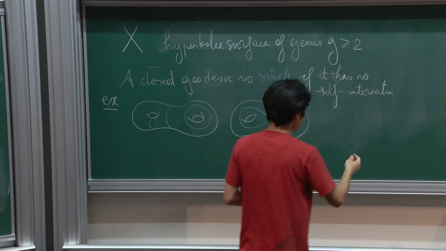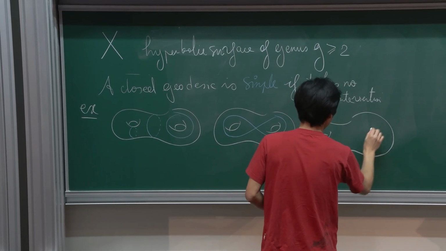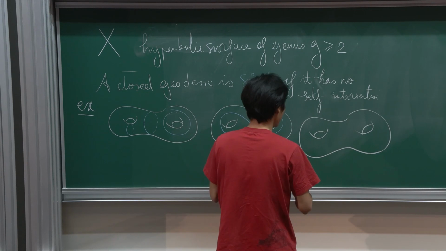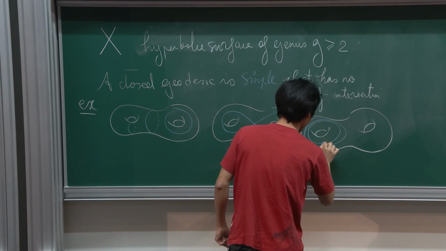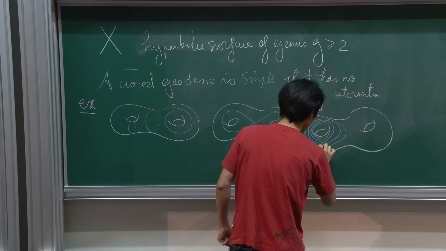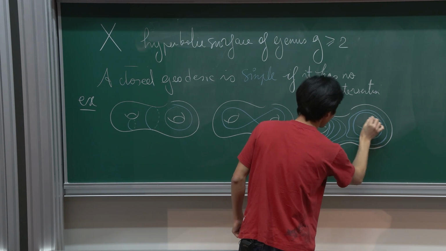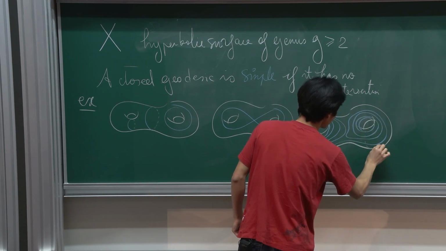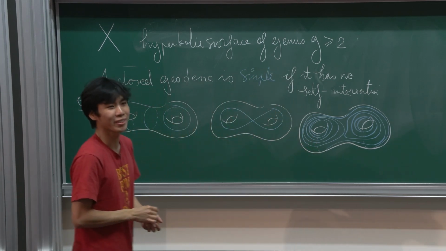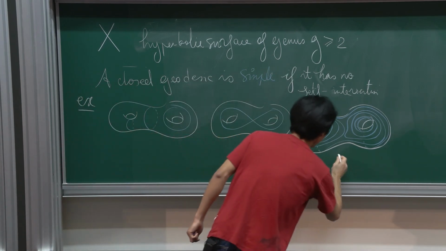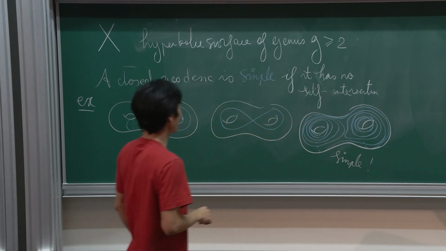But sometimes simple geodesics could be sort of complicated. For example, I start to do something like this, and then go to the other side and re-close myself. And this is also a simple geodesic. But this is not simple.